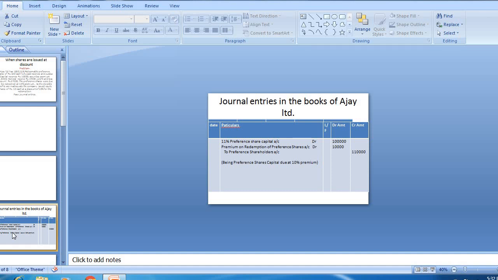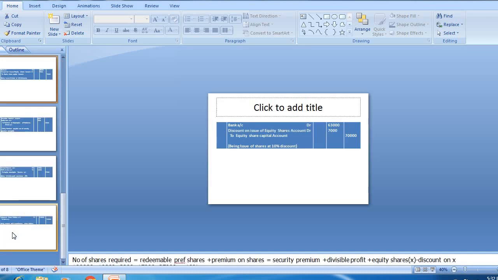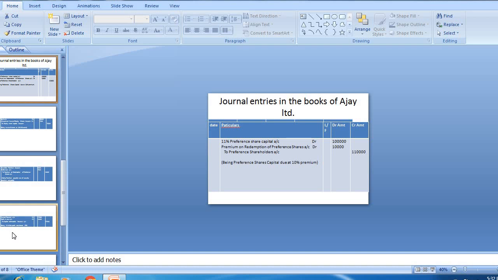So let us put the columns. Journal entries in the books of Ajay Limited: date, particulars, LF, debit amount, credit amount. The first and foremost important thing, to pass a journal entry, is the amount due to the preference shareholders. Hence, the company is redeeming the preference shares at a premium. First, let us take 11% preference share capital account, which is the actual amount of the preference shares.